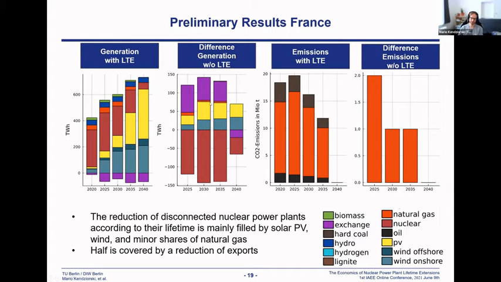And yeah, we see that in France the situation is a bit different compared to Germany, because France exports a lot, and the nuclear generation would be compensated mainly by a reduction of exports and also newly added capacities of PV and wind. So in the case of France, this wouldn't lead to more emissions in total, or just a bit more emissions, because in France there's still a lot of potential for renewables and to reduce the exports.